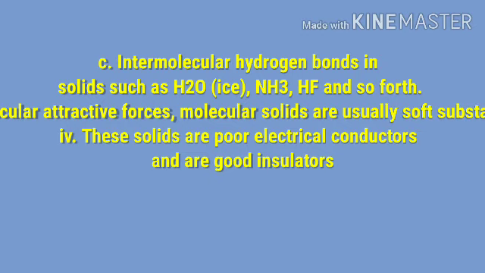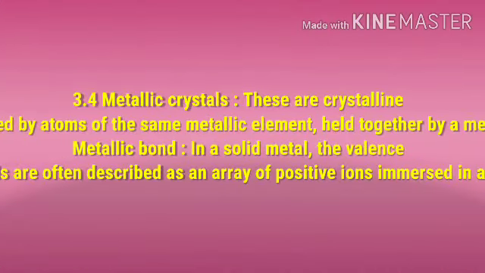Third, because of weak intermolecular attractive forces, molecular solids are usually soft substances with low melting points. Fourth, these solids are poor electrical conductors and are good insulators. Fourth type of crystalline solid is metallic crystals.